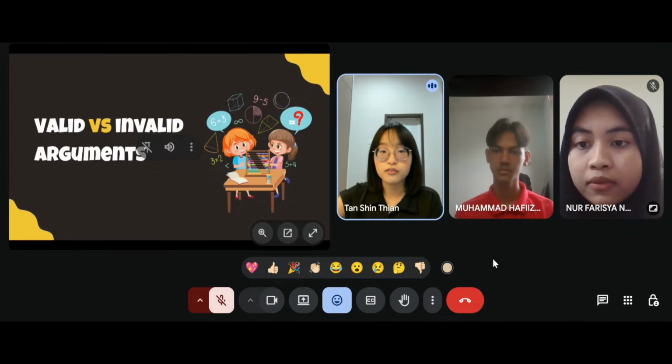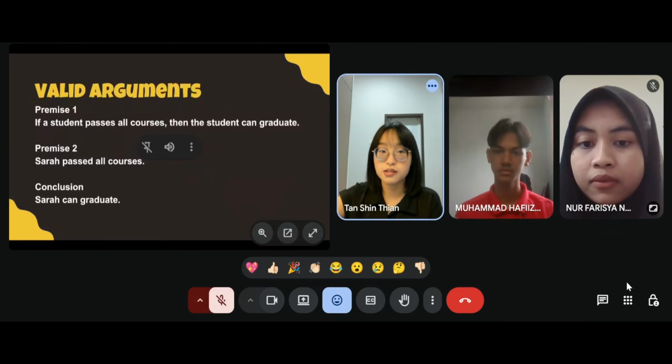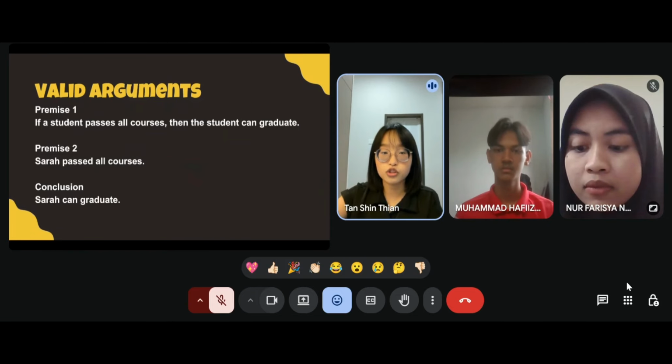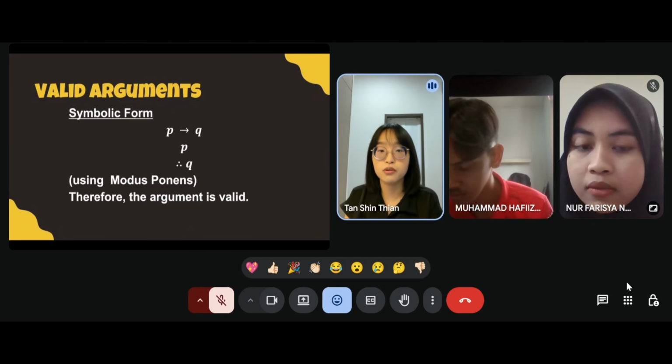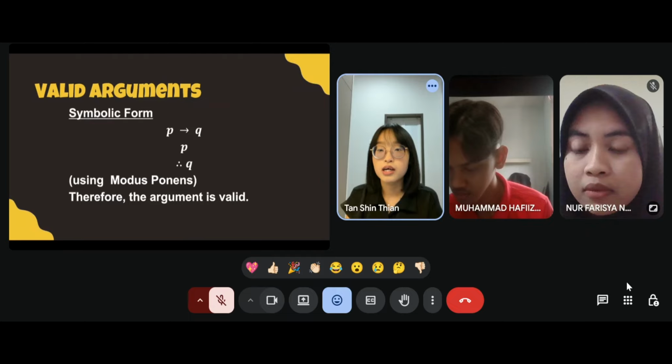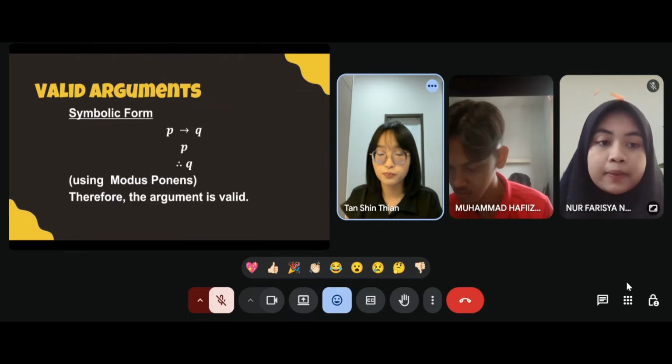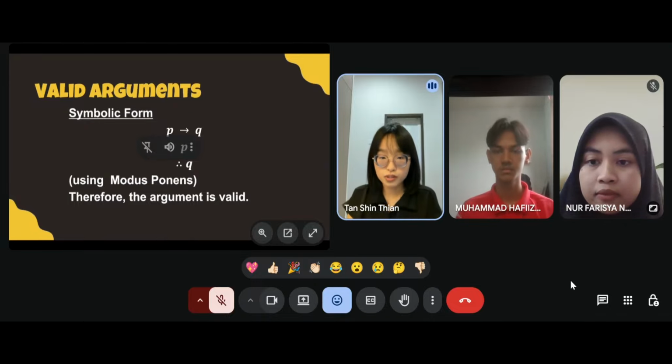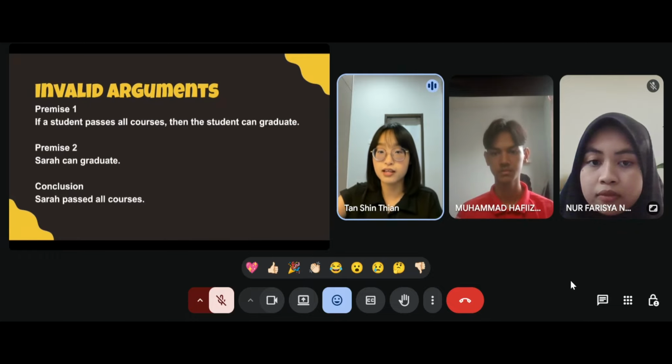Now we will go on to valid and invalid arguments. Here is an example of a valid argument. Premise 1: if a student passes all courses, then the student can graduate. Premise 2: Sarah passed all courses. The conclusion is Sarah can graduate. This shows the symbolic form P implies Q, P, therefore Q. It uses the modus ponens rule, so the argument is valid.